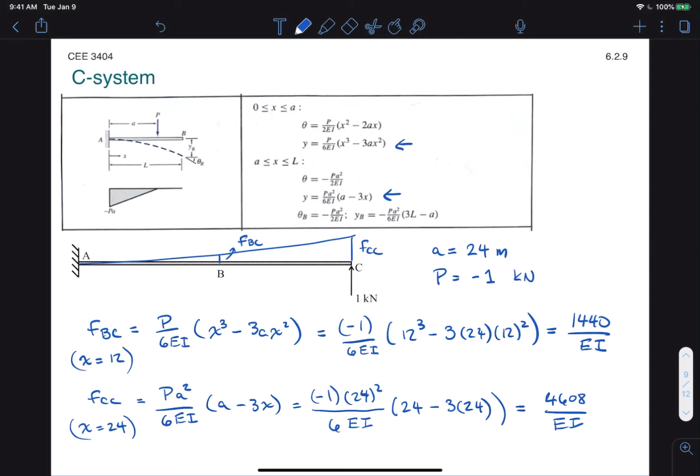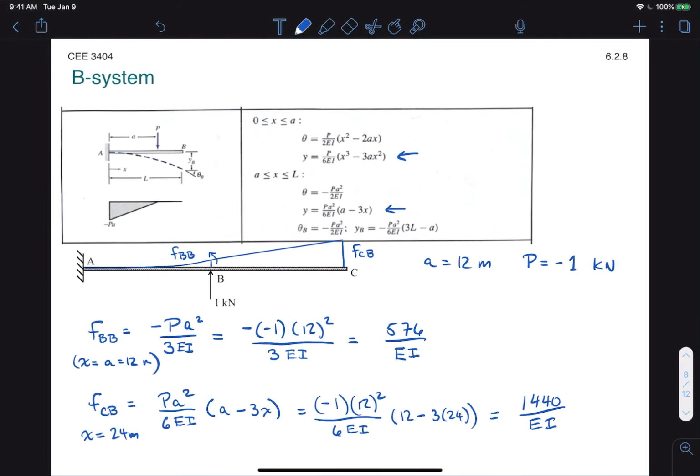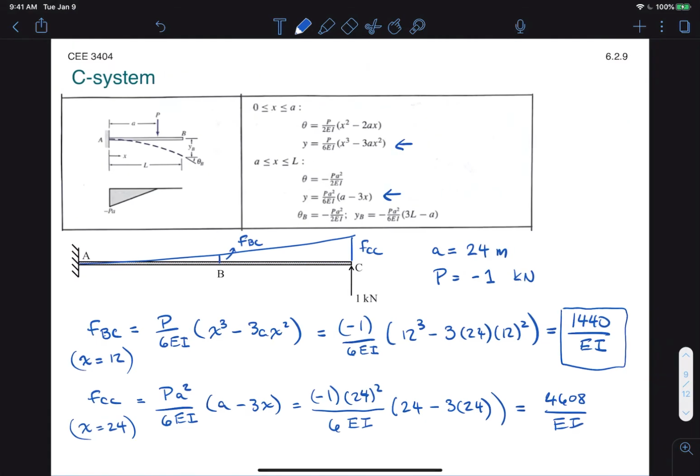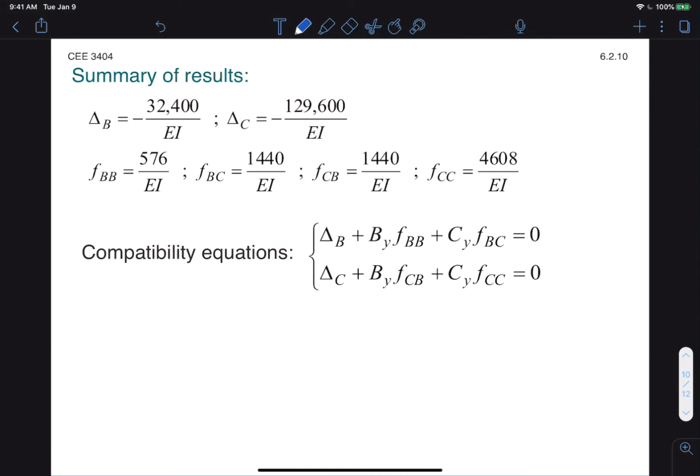Now we'll make an observation here that FBC is the same as what we got for FCB. In fact, this will always turn out to be true, as we'll see a little bit later on, but we'll just make that observation now. So in summary, we have delta B, delta C, and all the F values. And so we can plug that into the compatibility equations and solve for BY and CY. And I'll do that using the matrix method I showed you earlier.